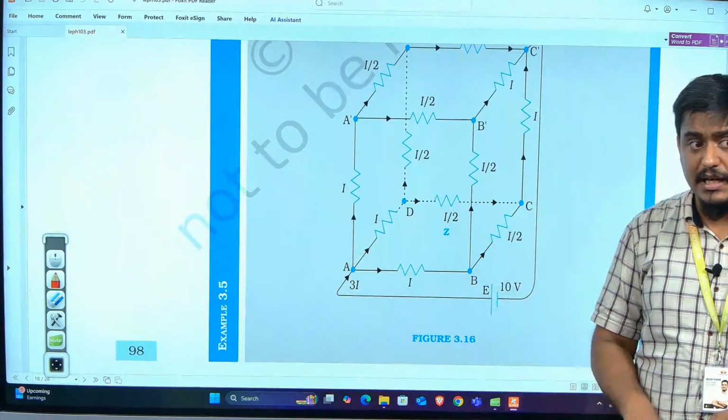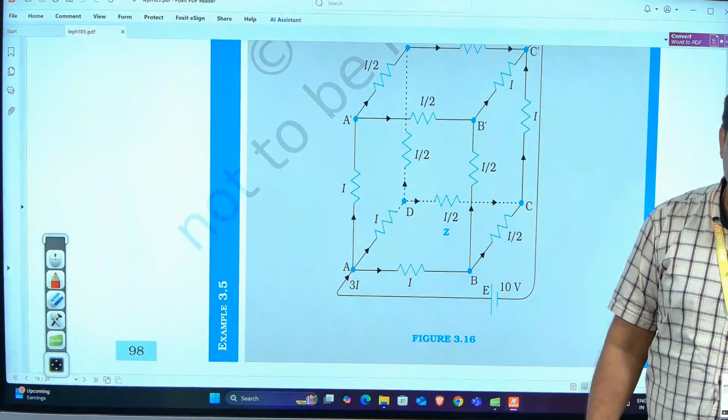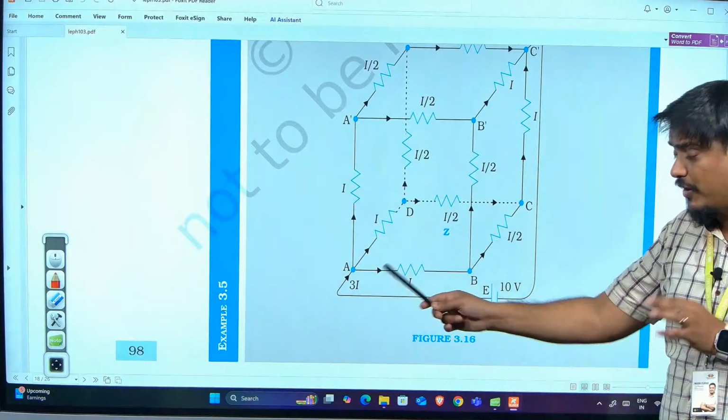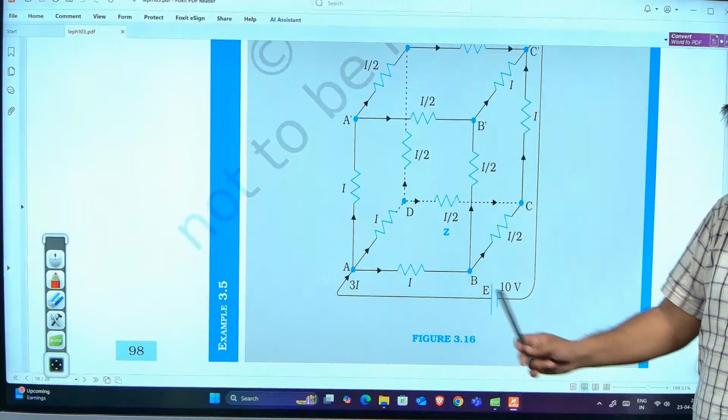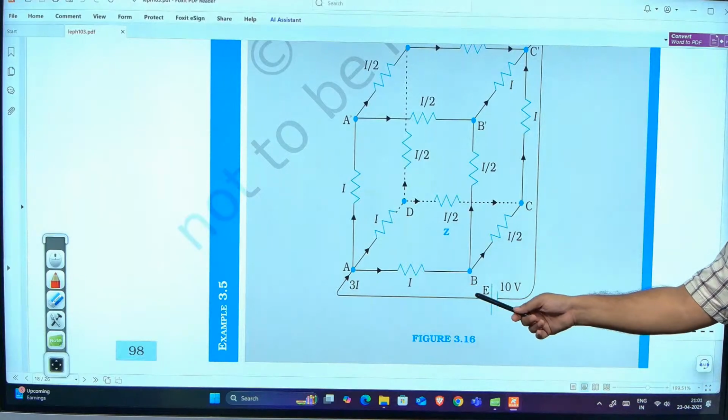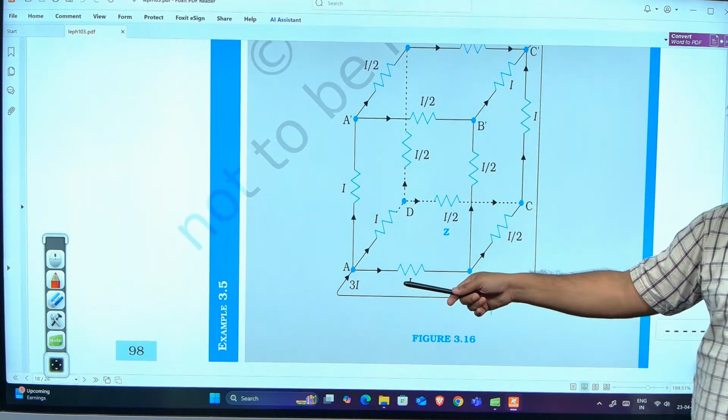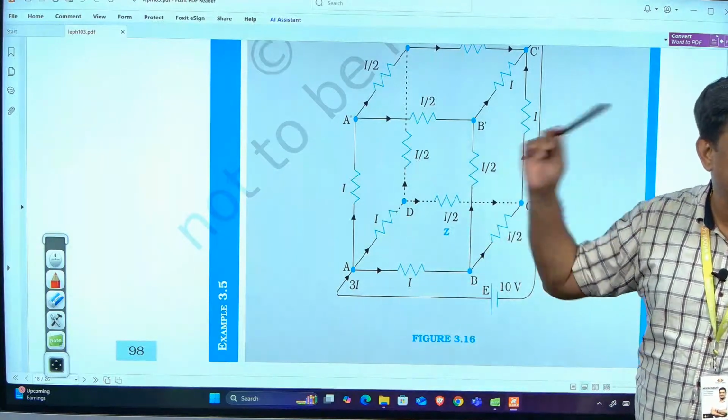See, the same question has come in competitive exams also. They will not mention the value of current, you should assume it yourself. There are two things you can do. If current is not given and somebody takes the current as I, then they have to split it like I by 3, I by 3, I by 3.